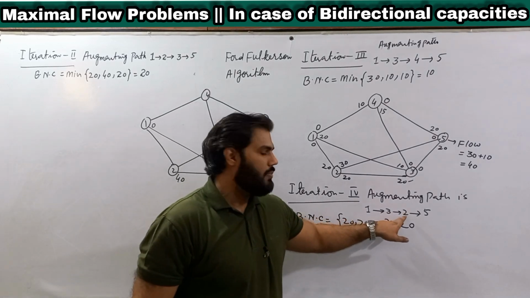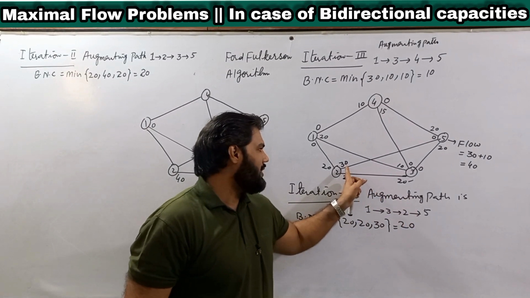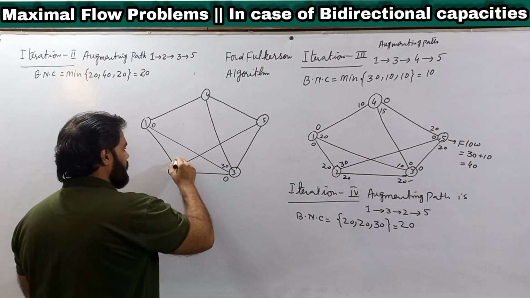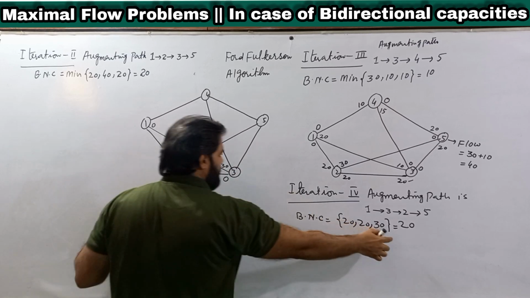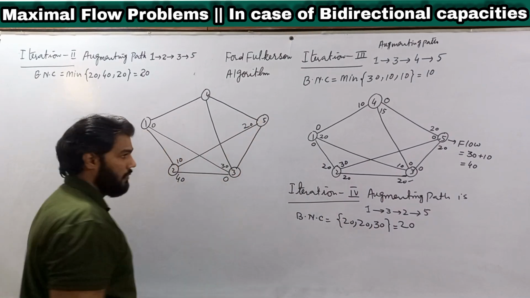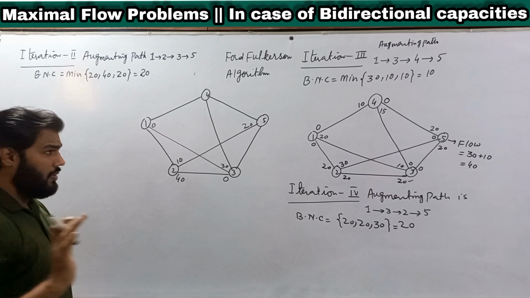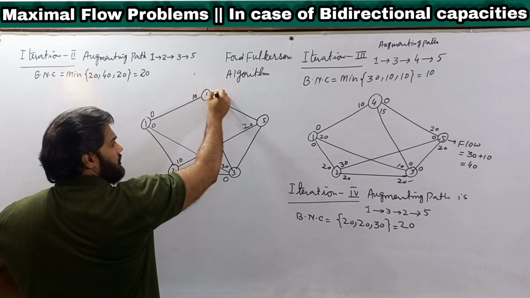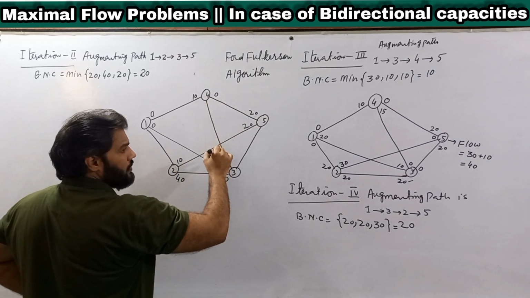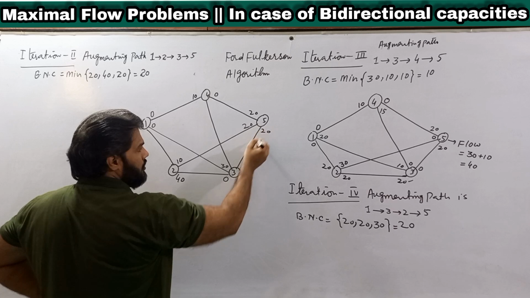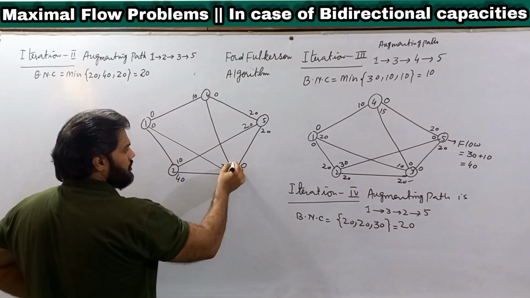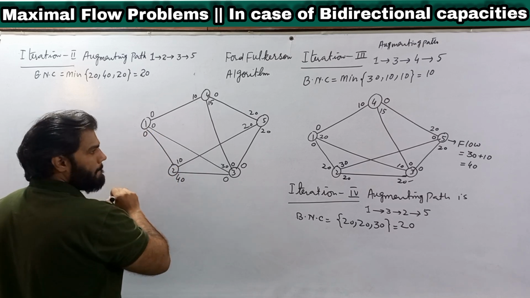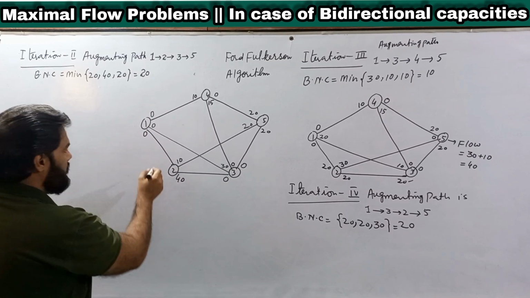Then the last edge is between node 2 and node 5. At node 2, this is 30. So by subtracting the bottleneck capacity from this number, it becomes 10 units, and by adding this 20 to this number, it becomes 20 units of flow. The remaining numbers we write as they are. This is 0, this is 10, this is 0, this is 20, this is 20 now, this is 0, this is 0, this is 15 units, and this is 0. And this is 20 here.